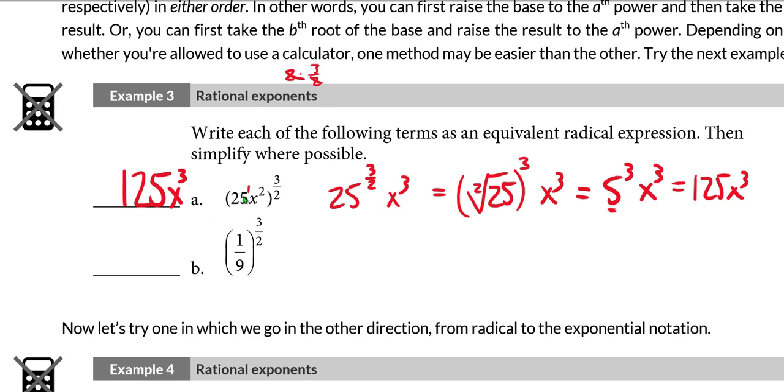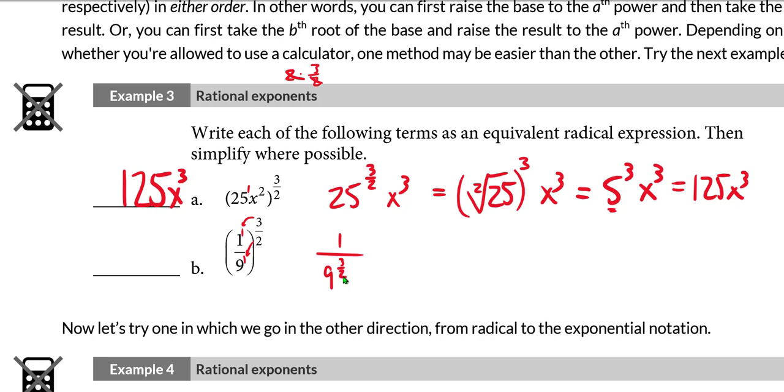Example 3b, we've got 1/9 to the 3/2. So what am I going to do? I'm going to go ahead and distribute that outside 3/2 to both of those inside ones. So we get 1 to the 3/2, which is just 1. I'm not going to waste any time writing the 3/2 there. 1 to any power is just 1. Over 9 to the 3/2.